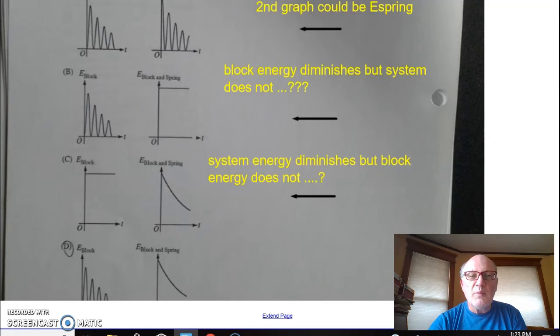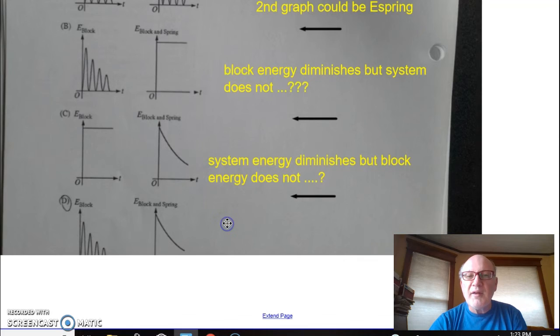Let me slide this up. I guess my photograph didn't do it justice. I didn't capture the x-axis, but you know what that is.